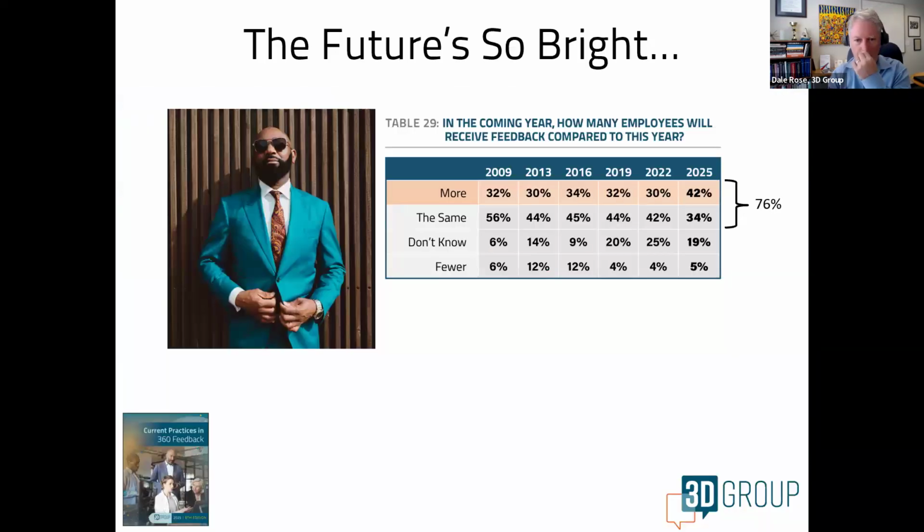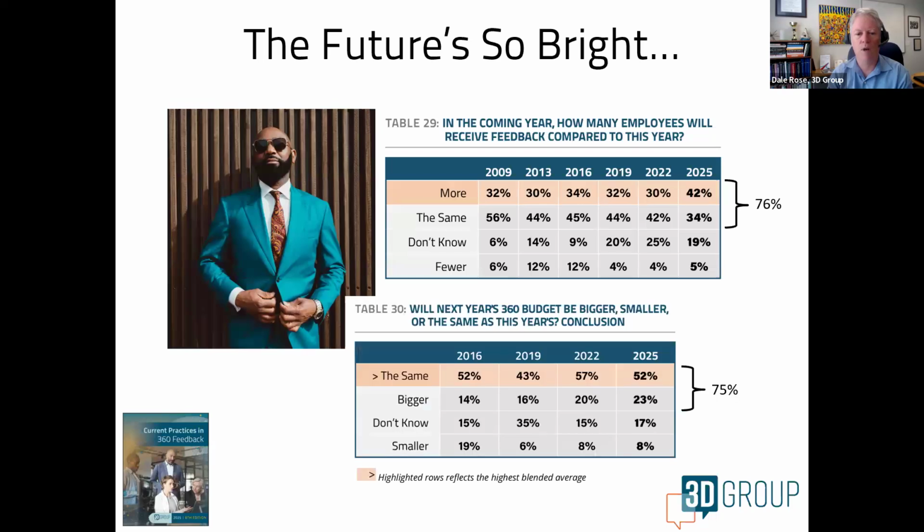Just quickly, we also ask companies like, what do you think about 360, are you going to be doing more of this or less? Is this, as my advisor told me 30 years ago, a passing fad? Not looking like it. Three-quarters of companies see themselves doing the same or more with bigger and/or similar budgets.